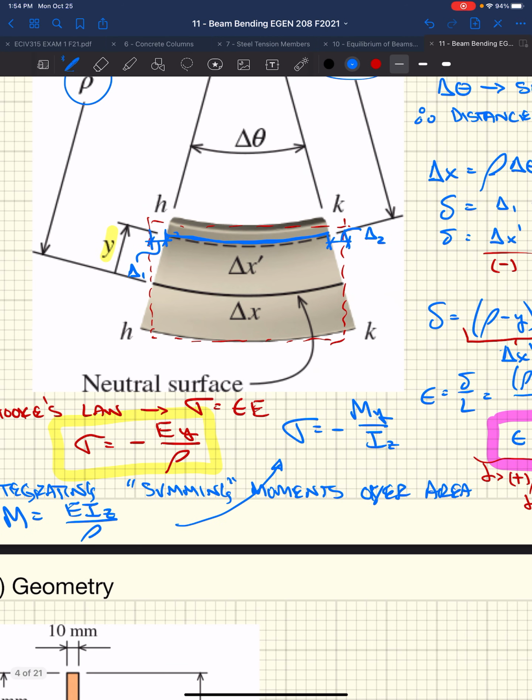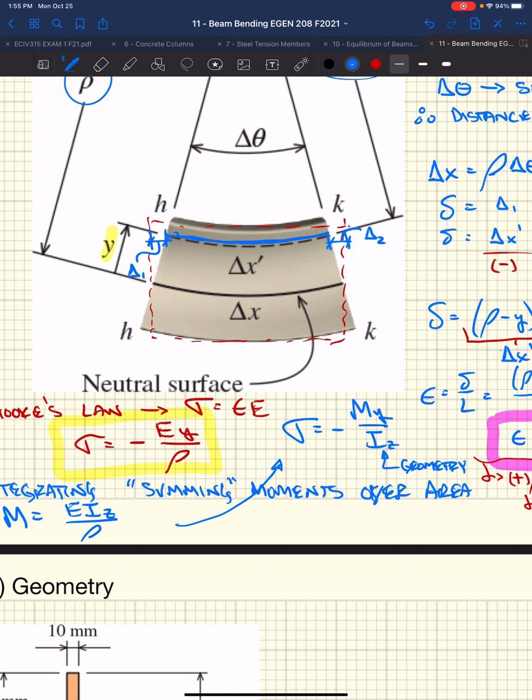So we've got this, yeah? That z is a subscript, but the y is not, correct? Yes, sorry, y is this y. M is your applied internal moment in the cross section. And I is your moment of inertia about what we would call the z-axis, which is running in and out of the page at the neutral axis.